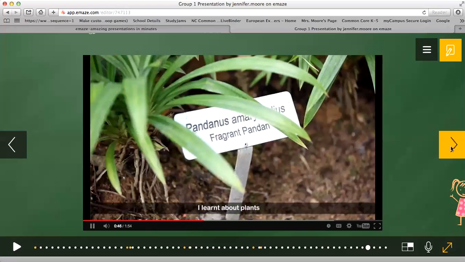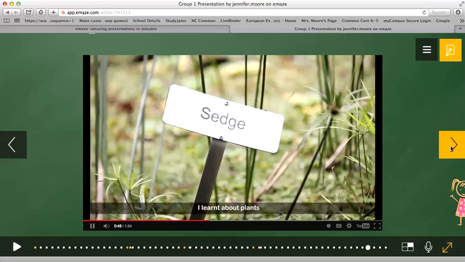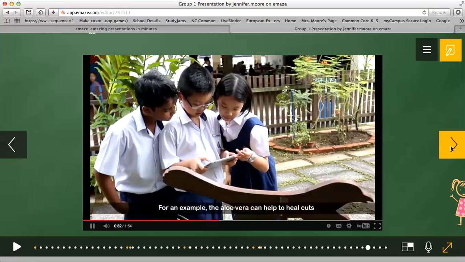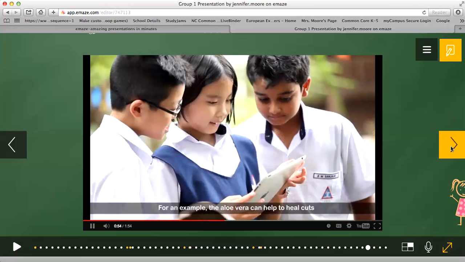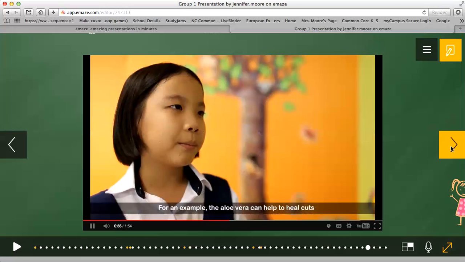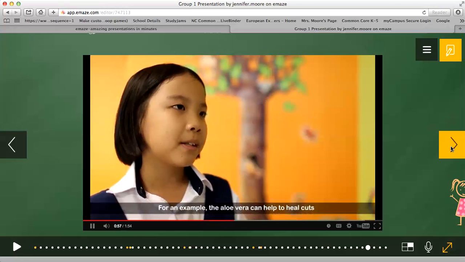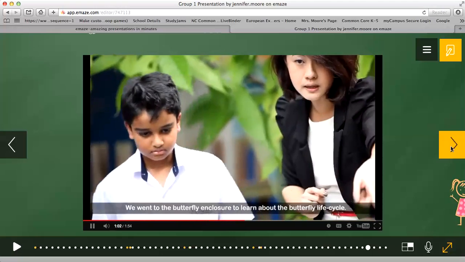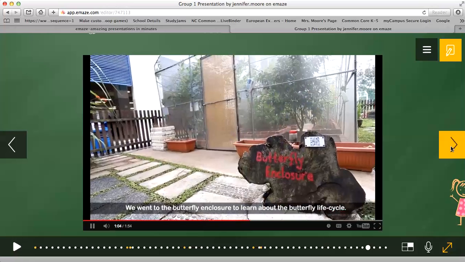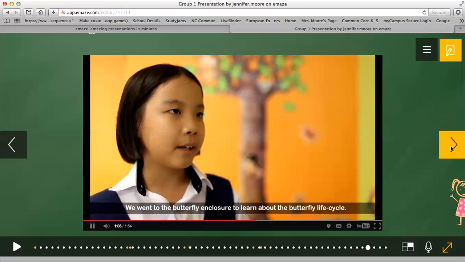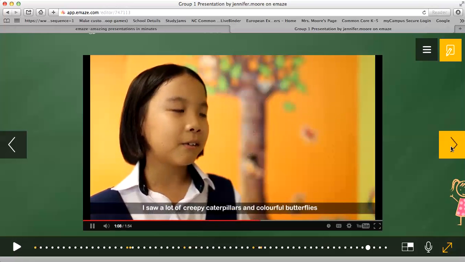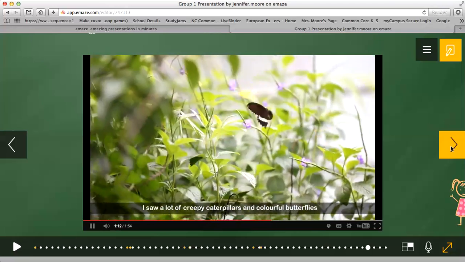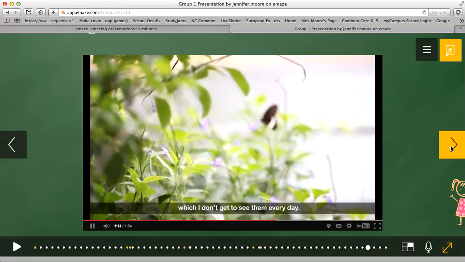I learned about plants and how they help us. Like, for example, the aloe vera can also help to heal cuts and be made into medicines. We went to the butterfly enclosure to learn about the butterfly life cycle. I saw a lot of creepy caterpillars, and also I saw a lot of colorful butterflies. I don't get to see them every day.